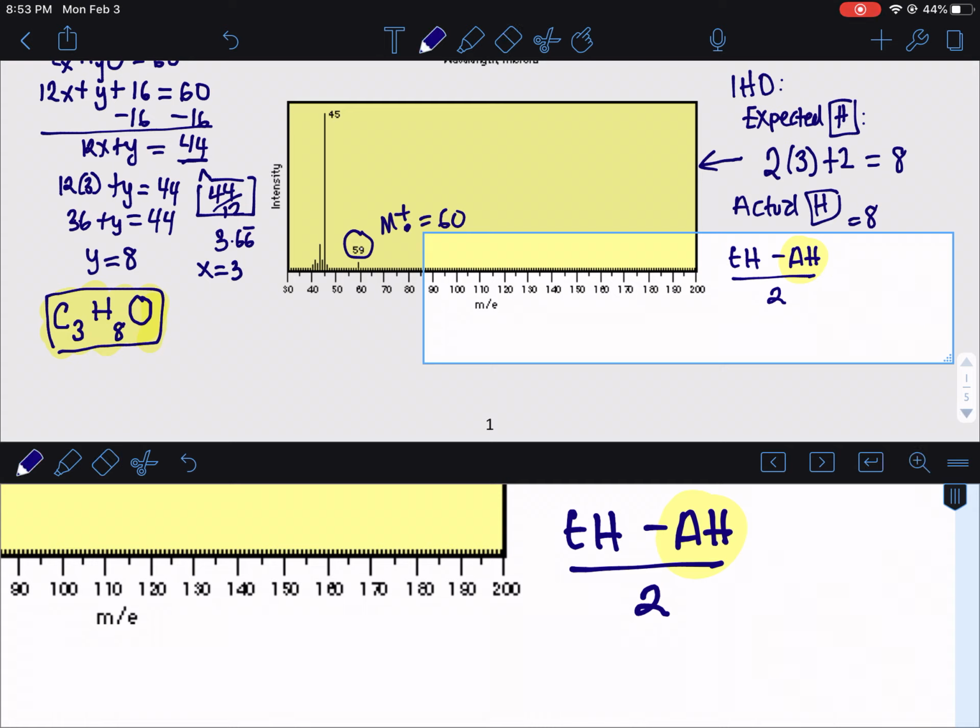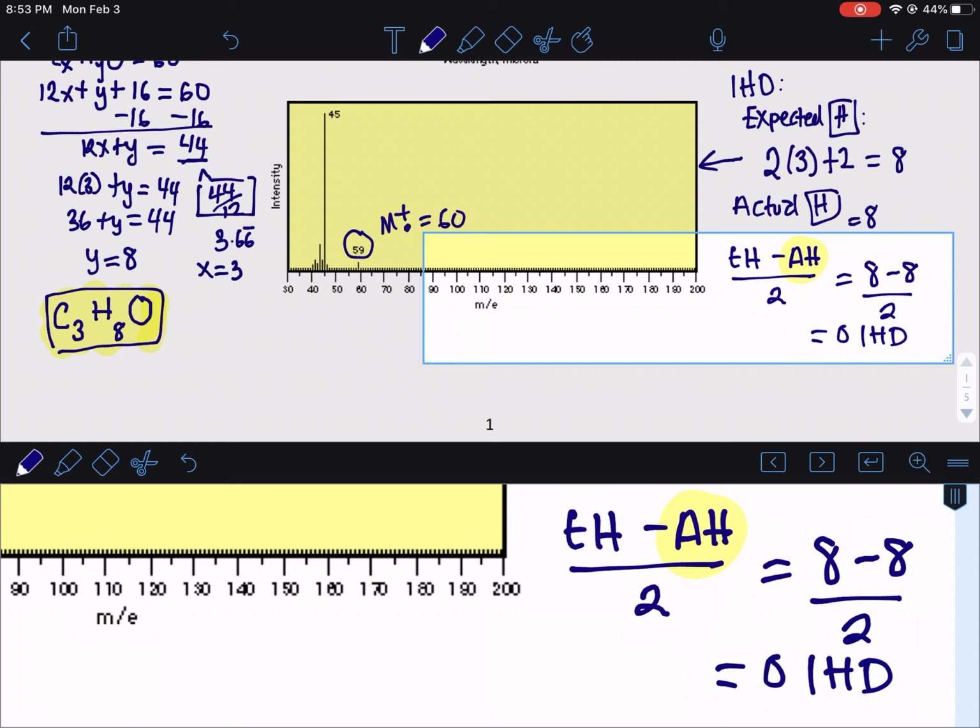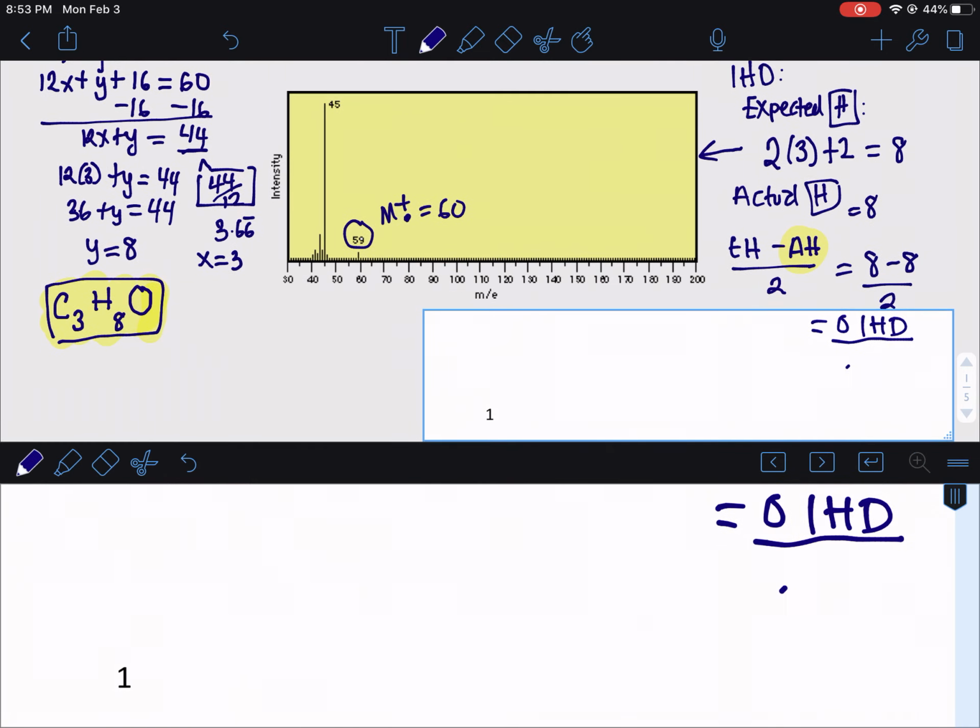In our case, our expected hydrogen was 8, and our actual hydrogen was 8 as well. So that means we have a 0 IHD, meaning our compound is fully saturated and has no double bonds or rings.